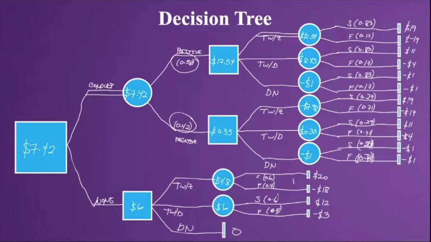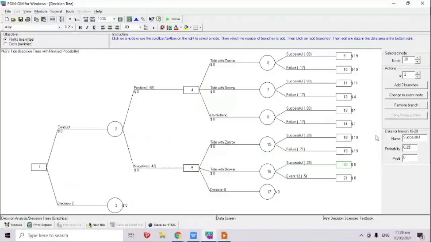As you can see here, these three are the same. 0.29 and the profit is 11 here for the tied with downy. And next, we have the failure. So, failure, 0.71. Profit is -4 or the payoff, -4. Okay, so that's it for the tied with downy under negative, under conduct.